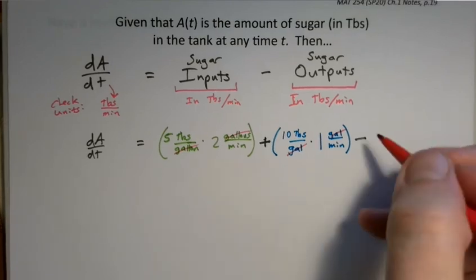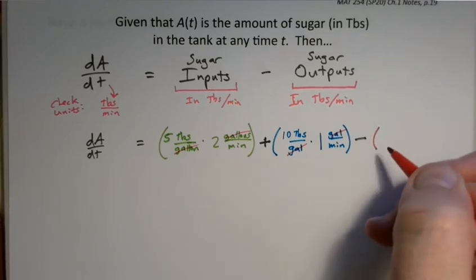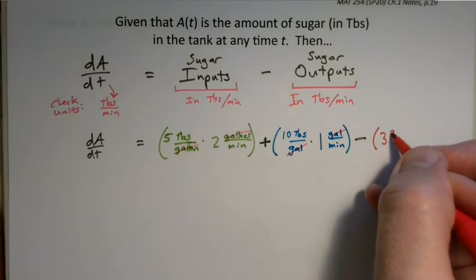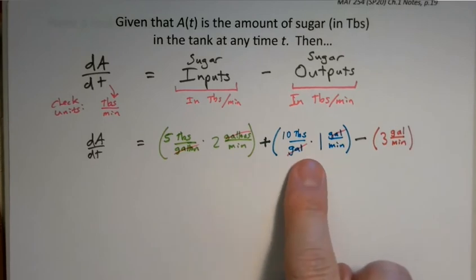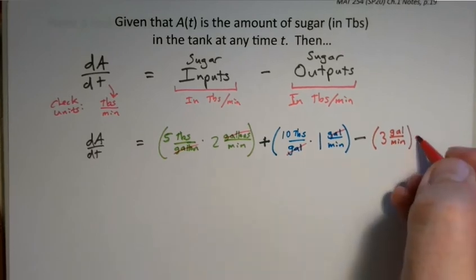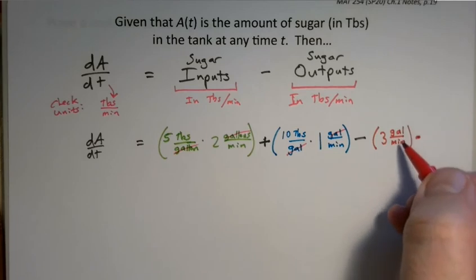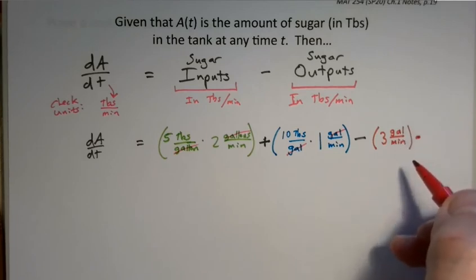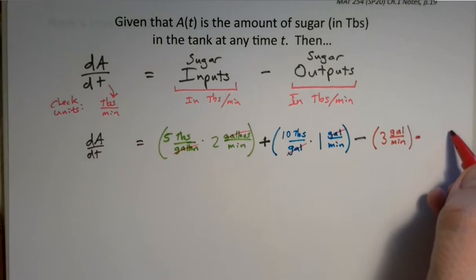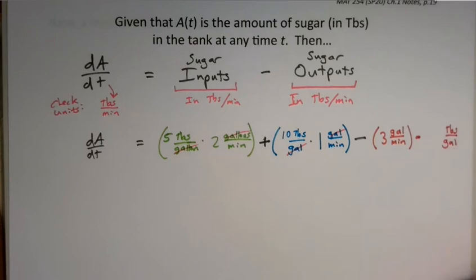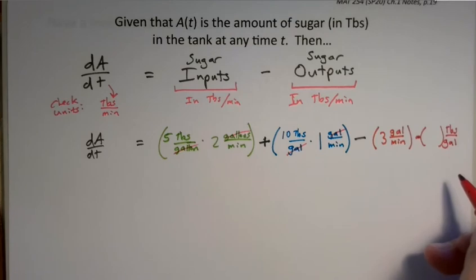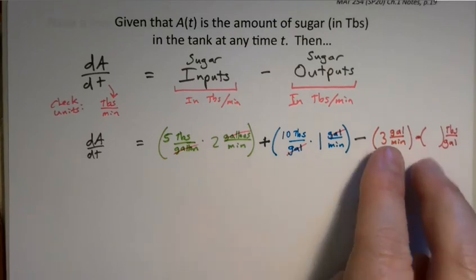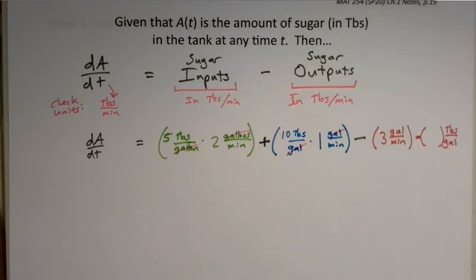The outputs, the only thing we know for certain is we had 3 gallons per minute. But gallons per minute doesn't match with tablespoons per minute. I need to multiply this by something. And the units tell me what I need to multiply it by. I have to multiply this by some kind of tablespoons over gallons. But the question is, what? What value do I put there? And what this is really saying is, how much is coming out of the tank at any given time?